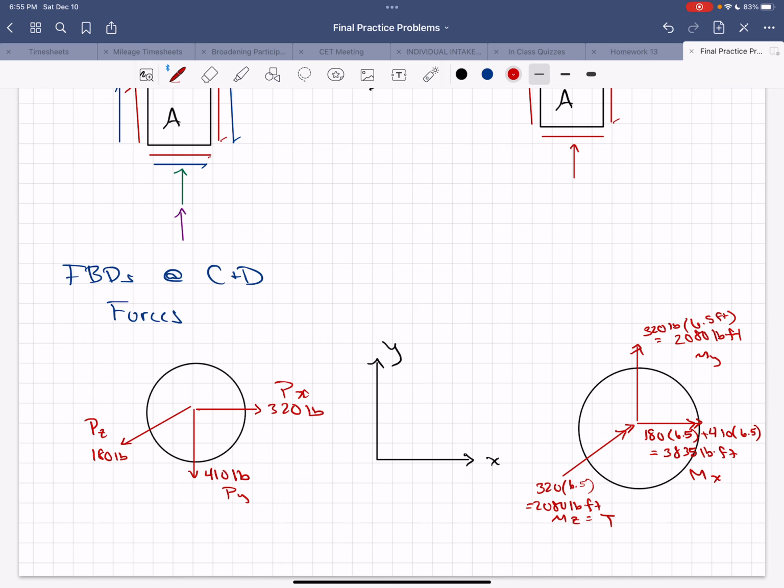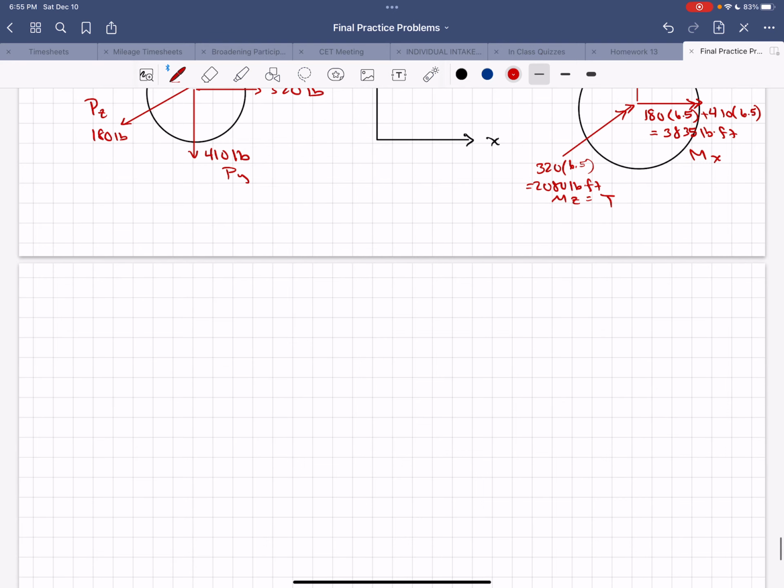All right, so using all of that information to look at point C, we're going to have an axial stress again because we have this force in the longitudinal direction. So this time the axial force, the axial stress is going to come from PZ.